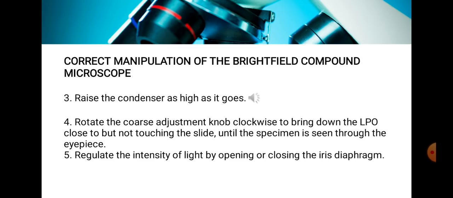After hearing the click sound, you may now raise the condenser as high as it goes, and then rotate the coarse adjustment knob clockwise to bring down the LPO close to but not touching the slide until the specimen is seen through the eyepiece. And then regulate the intensity of light by opening or closing the iris diaphragm.